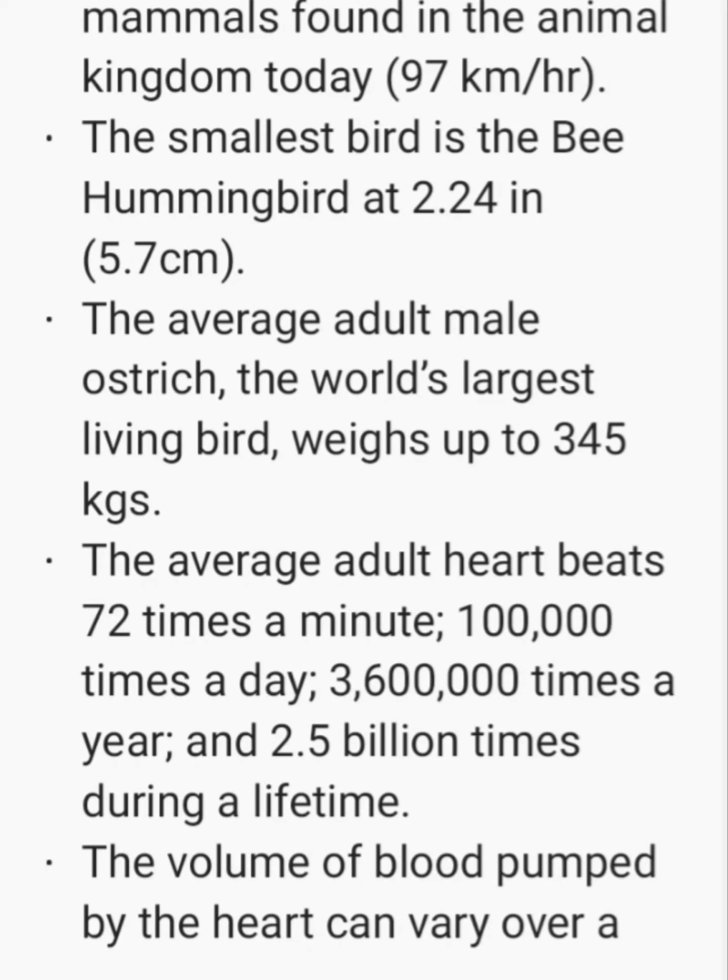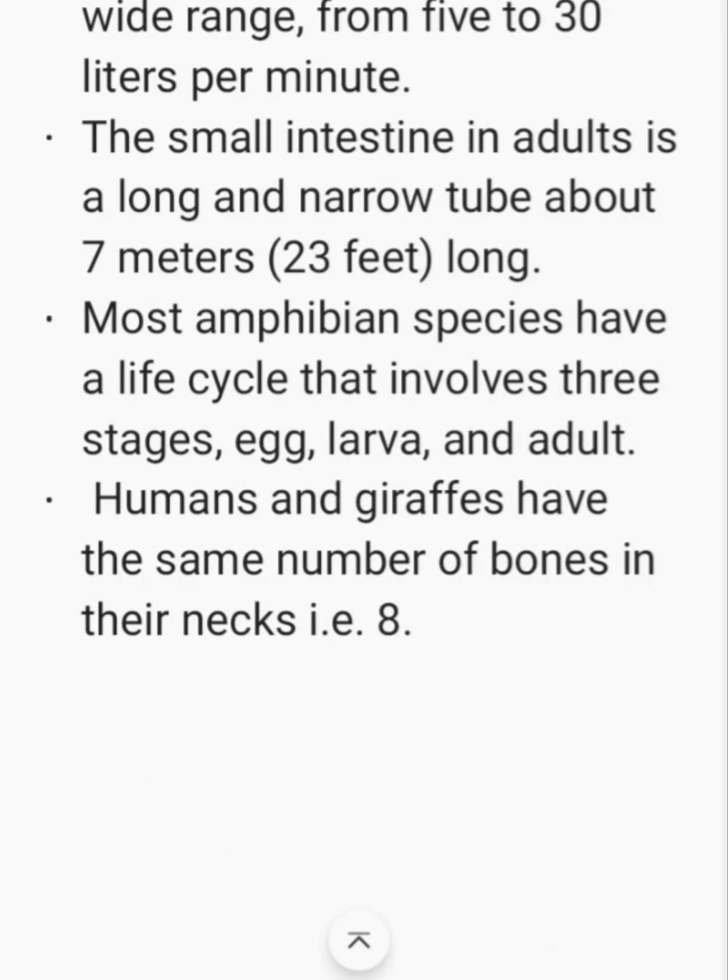The average adult heart beats 72 times a minute, 100,000 times a day, 3,600,000 times a year, and 2.5 billion times during a lifetime. The volume of blood pumped by the heart can vary over a wide range, from 5 to 30 liters per minute. The small intestine in adults is a long and narrow tube about 7 meters, 23 feet, long.